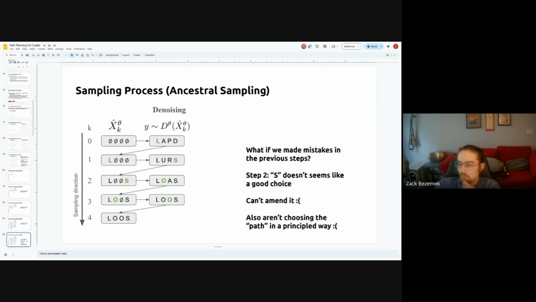Now, what if we made mistakes? There's no availability for a correction process here because we're trying to follow that backward chain that at every time step simply chooses a position to unmask. So for example, there's probably not a lot of English words that start with L and then have 2 letters and then S. So it's not necessarily a good choice, and we can't amend it if we're following this. We also aren't choosing the path in a principled way. What do I mean by that? I have access to all of these tokens coming from the output of the neural network once I sample from it. But I haven't used any information from the neural network or any other information of how to select which of these tokens is the best one to denoise.